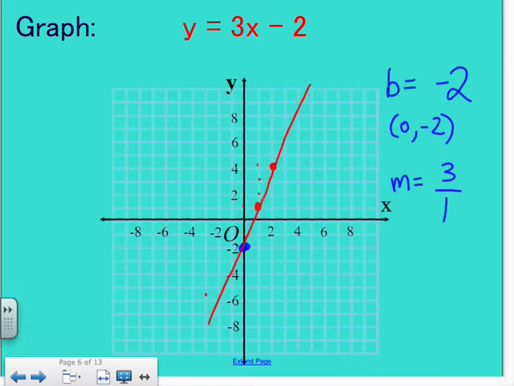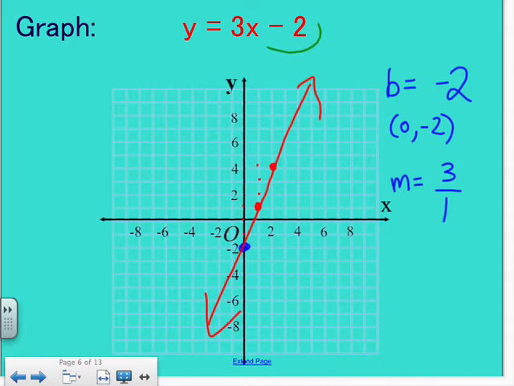I could keep going, but I'm not. I'm just going to connect my dots and be done with it, okay? Much, much faster. That was less than a minute to do, as opposed to using a table. So using your slope and your y-intercept, the key point is don't get them mixed up, okay?